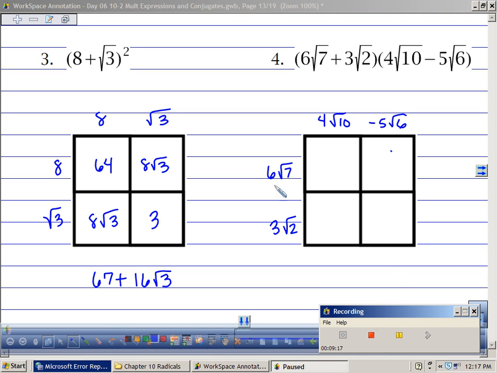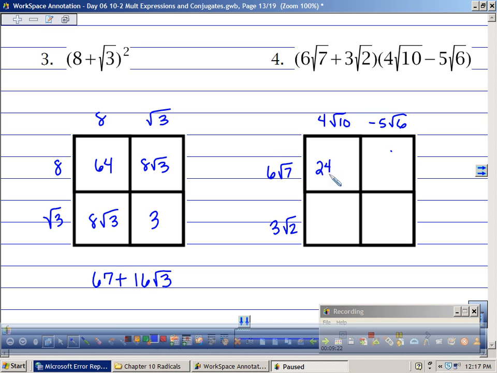Okay, I don't see any squares, so no harm in multiplying it. So 6 times 4 is 24, and root 7 times root 10 is root 70. Okay, what about this one? See any squares? When I multiply 7 and 6, are we going to get any squares? No, so let's just multiply. 6 times negative 5 is negative 30 root 42. Good.